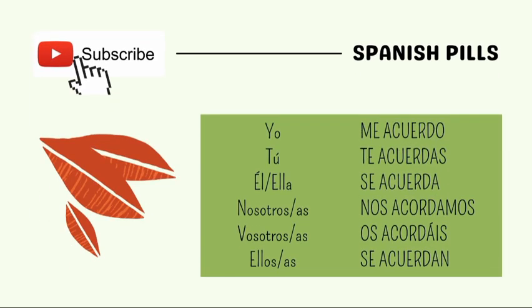Let's make a short break and try to practice a verb tense. The present of the verb acordarse in Spanish. Yo me acuerdo. Tú te acuerdas. Él, ella se acuerda. Nosotros, nosotras nos acordamos. Vosotros, vosotras os acordáis. Ellos, ellas se acuerdan.